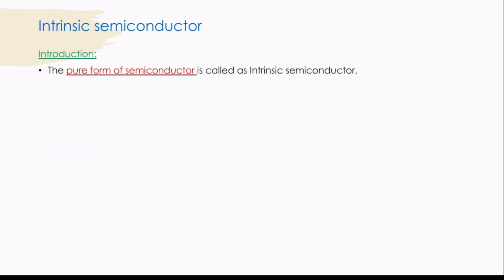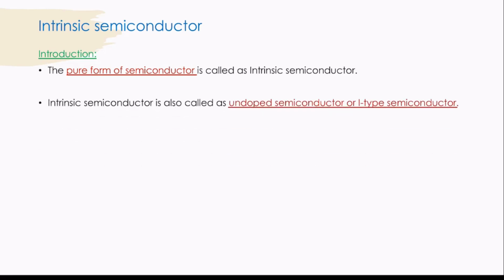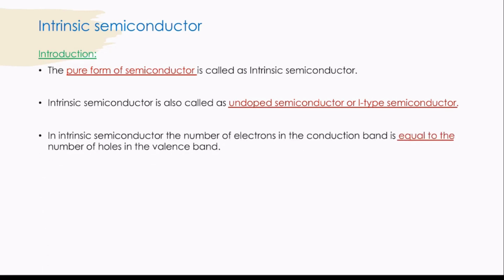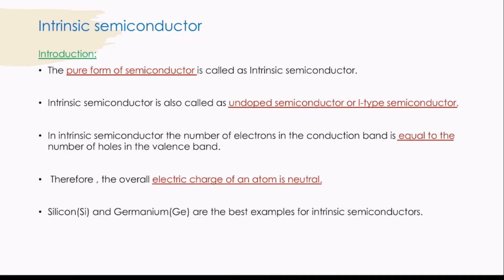Next is intrinsic semiconductor. How we can define an intrinsic semiconductor? Let us see. The pure form of semiconductor is called an intrinsic semiconductor, and this semiconductor can also be called an undoped semiconductor or I-type semiconductor. In an intrinsic semiconductor, the number of electrons in the conduction band is equal to the number of holes in the valence band, and therefore the overall electric charge of an atom is neutral. The best examples for the intrinsic semiconductor are silicon and germanium.